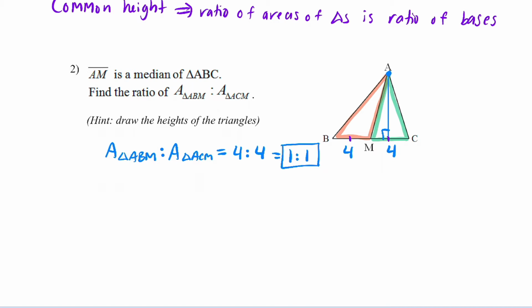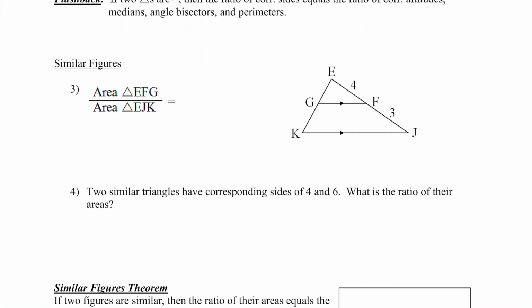So anytime we have a median of a triangle, this is actually an interesting conclusion, the median divides the bigger triangle into two triangles of equal area. Doesn't happen with all of our other segments, but it happens here, which is pretty cool. All right, let's move on to the next type of ratios.